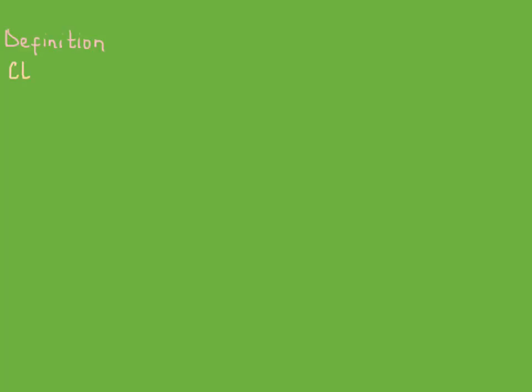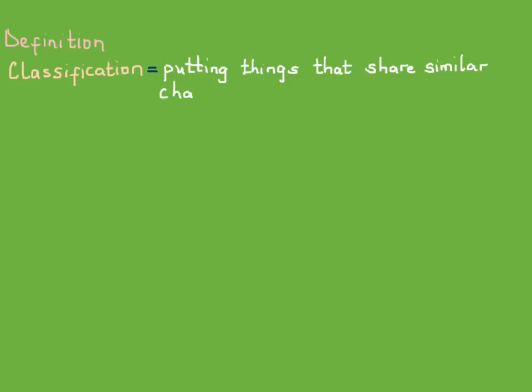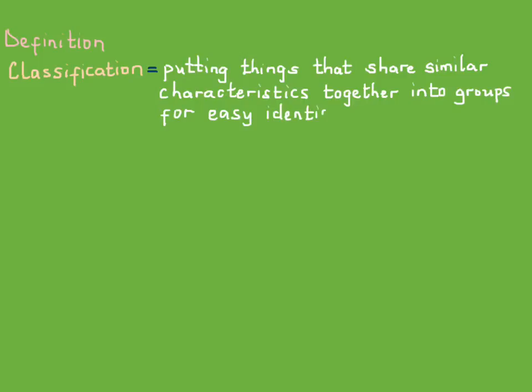Classification is a way of understanding what an organism is. It involves putting things that share similar characteristics together into groups for easy identification and study. It is always useful to classify things because by placing them in an orderly manner, confusion is avoided.